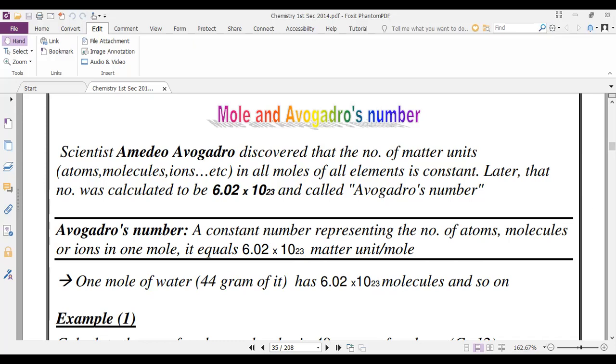It equals 6.02 times 10 power 23 matter units per mole. So one mole of water, equal to 44 grams of it, has 6.02 times 10 power 23 molecules, okay, and so on.